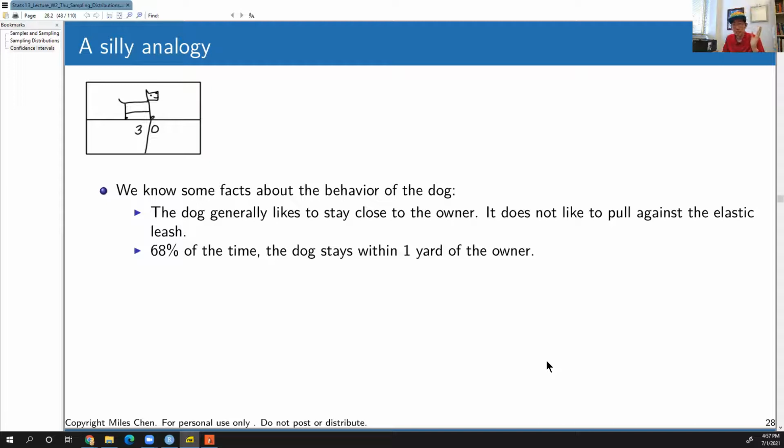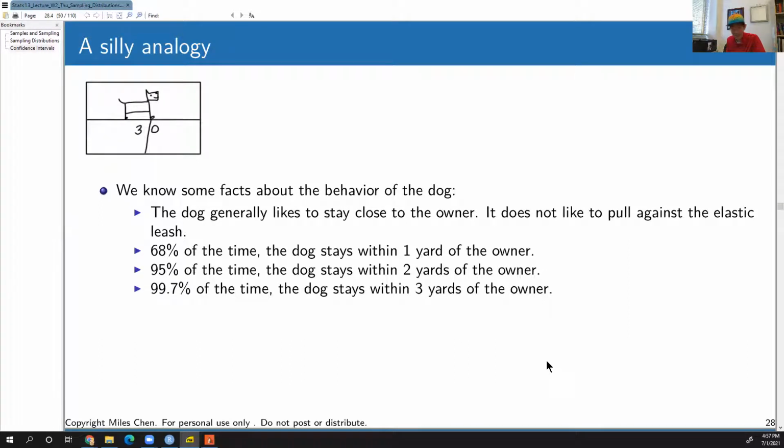And 68% of the time, what a specific number, the dog stays within 1 yard of the owner. 95% of the time, the dog stays within 2 yards of the owner. And you guessed it, 99.7% of the time, the dog will stay within 3 yards of the owner.